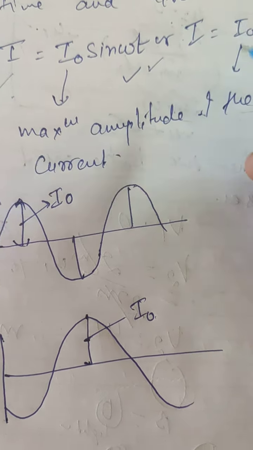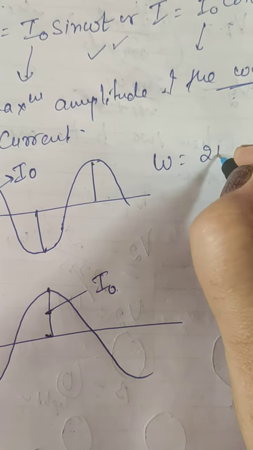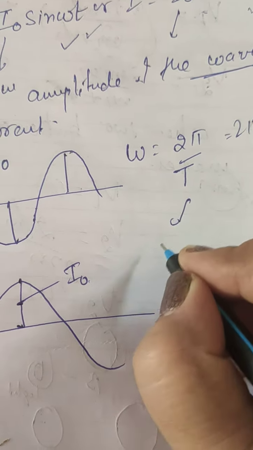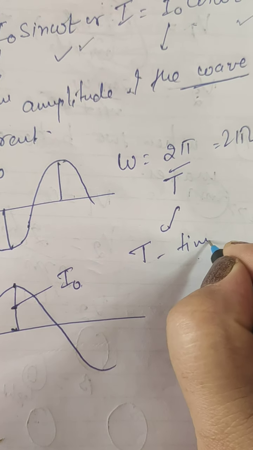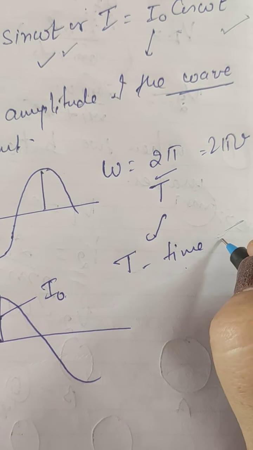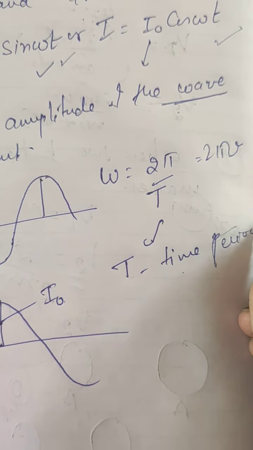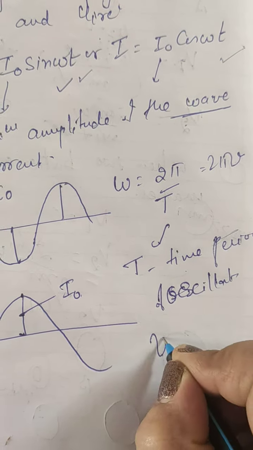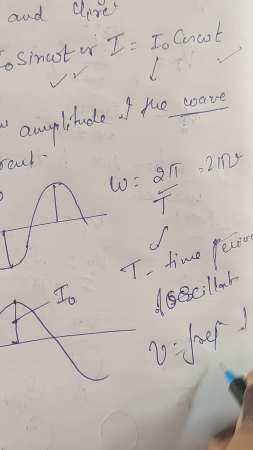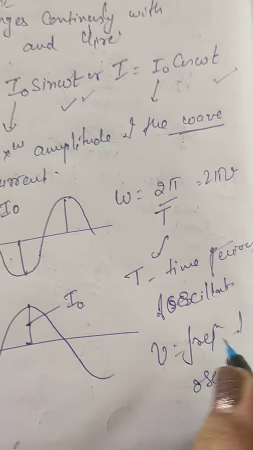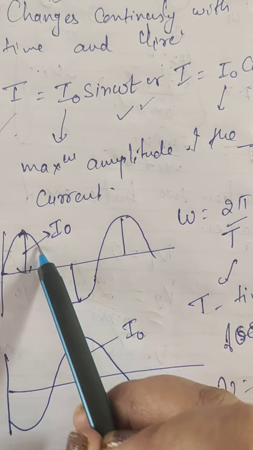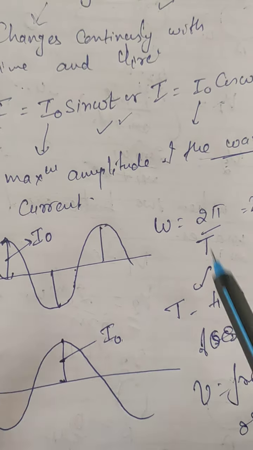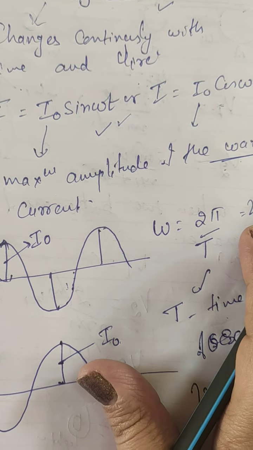Here omega is angular frequency given by 2 pi by T or 2 pi nu, where T is the time period of oscillation, and nu is the frequency of oscillation. Time period, we know that the time taken to complete one cycle is known as time period, and nu frequency is the number of oscillations per second, right?